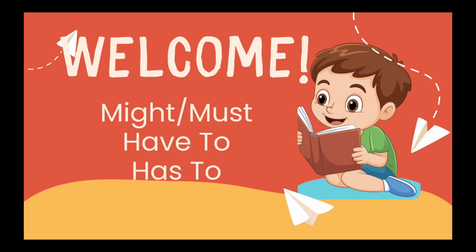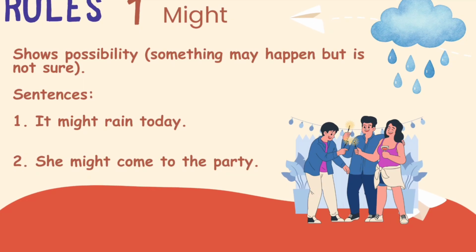Welcome. Today we are going to discuss might, must, have to, has to. So these are the modal verbs we are going to discuss today. Let's start. The first one is might. We use might to show possibility. Something may happen but we are not sure.